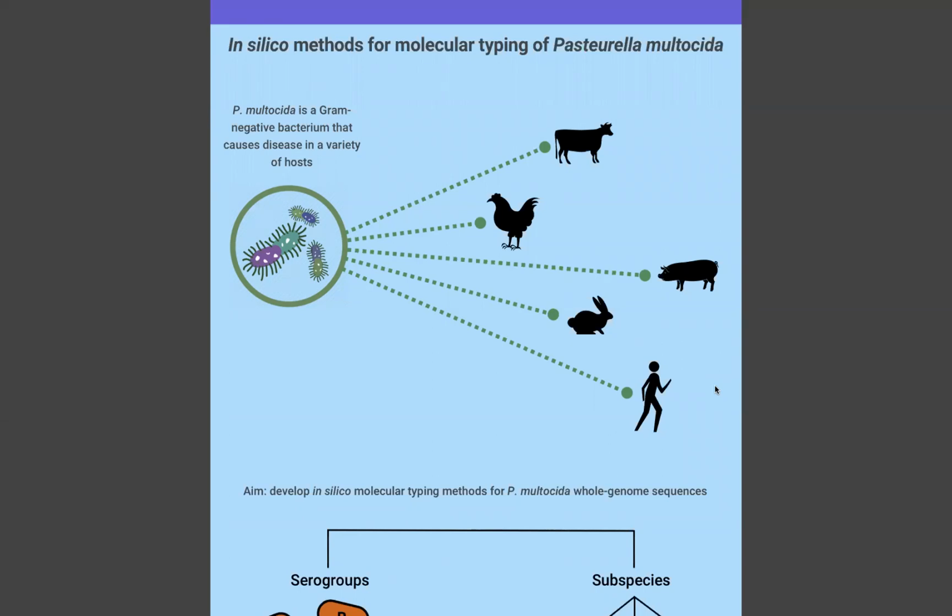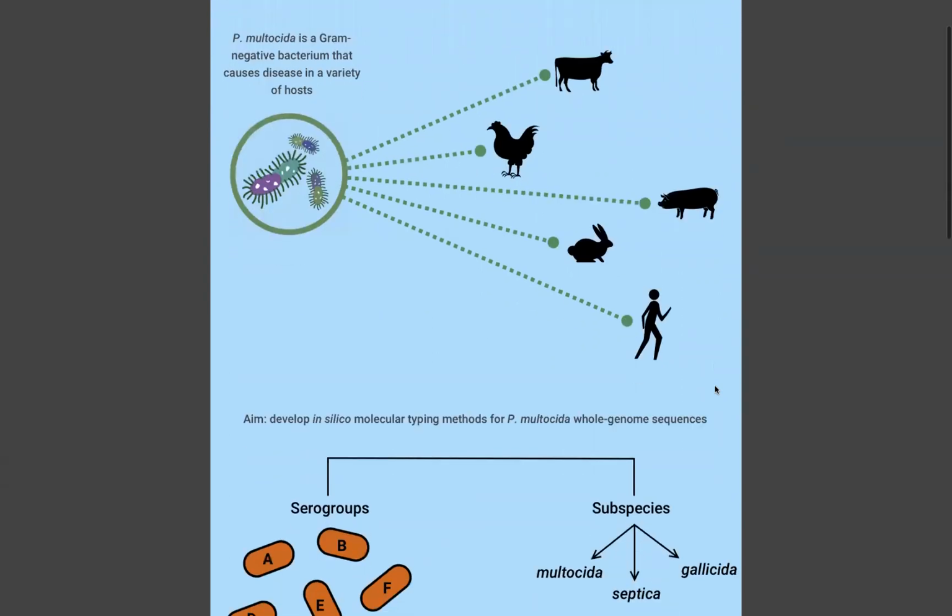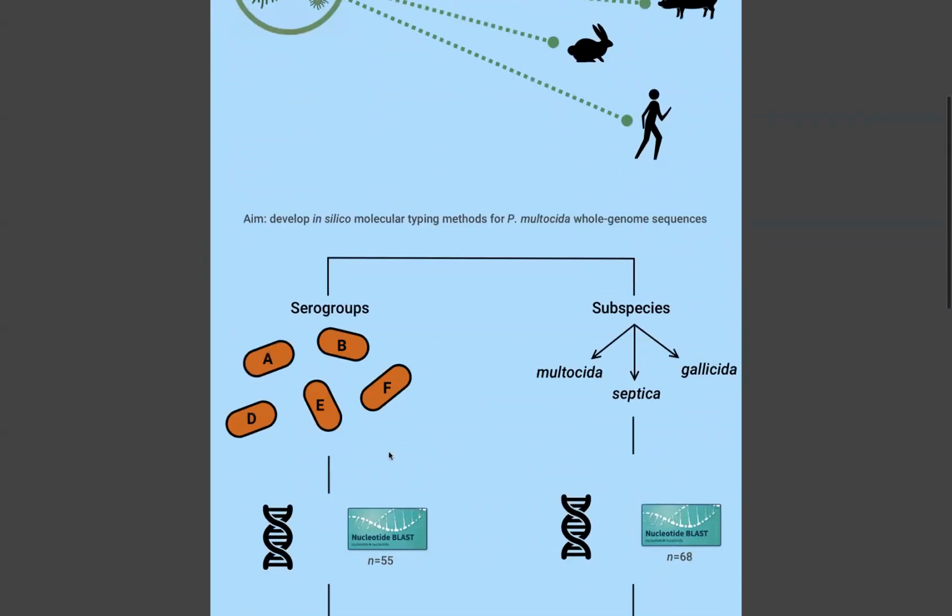Therefore, the aim of this study is to develop in silico molecular typing methods that can be used to differentiate P. multocida whole genome sequences. There are 5 serogroups of Pasteurella multocida, and these serogroups are based on the antigenicity of the outer capsule of the bacterium. It is important to identify the serogroup because specific serogroups display increased virulence in certain species and may also aid in outbreak investigations.